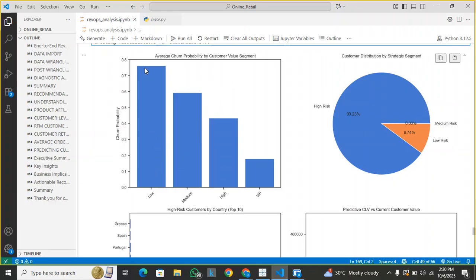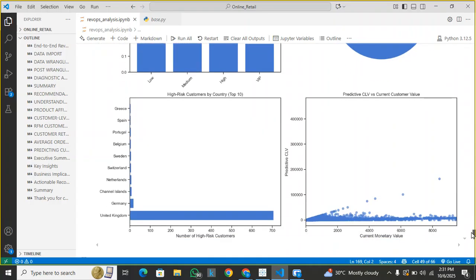We see that low customers have higher churn probability as against VIP, and for the strategic segment, high risk customers make up 40% of the overall churn customers when we compare to medium and low risk. And then the high risk customers by country, most of them come from the United Kingdom, followed by Germany.